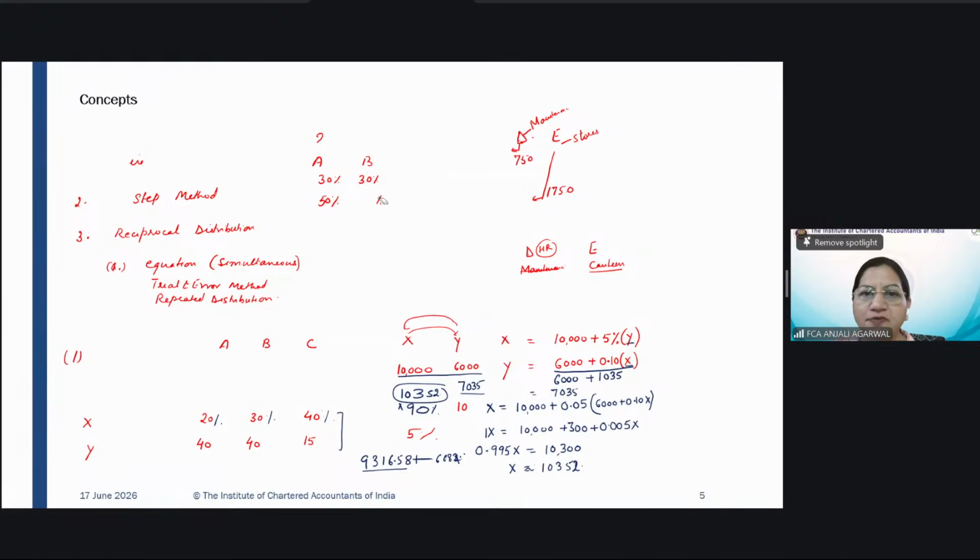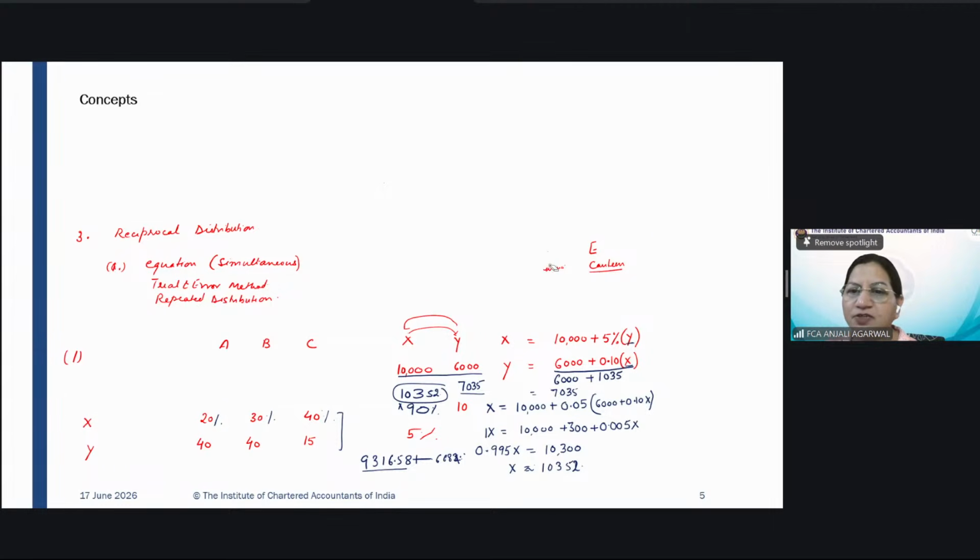So in secondary distribution, first thing is direct distribution. If there is a direct distribution, the service departments do not enjoy the benefit of each other. Second is the step method, where one service department may enjoy the benefit of the other, but not all service departments enjoy the benefit of each other. In reciprocal, each service department will enjoy the benefit of each other.